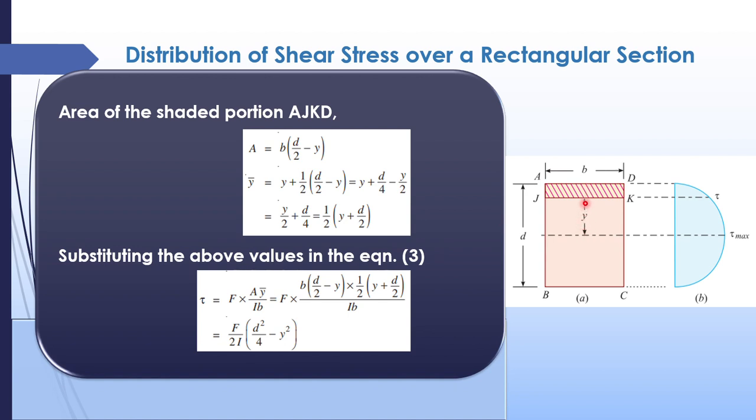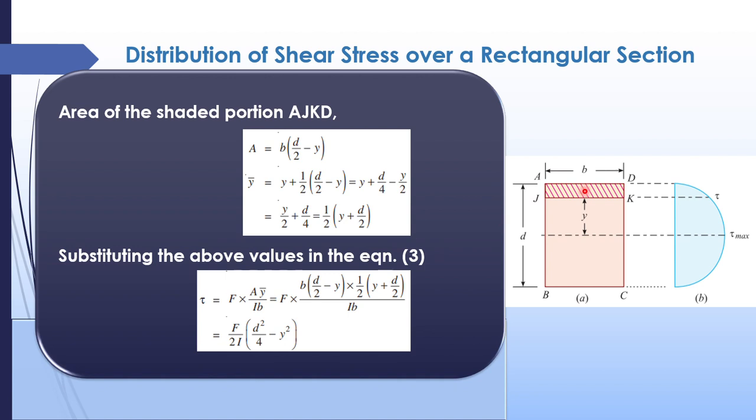It is y plus, what is this particular distance? D by 2 minus y. This particular distance is d by 2 minus y. So half of d by 2 minus y. Y plus half of d by 2 minus y. This point you have to take.